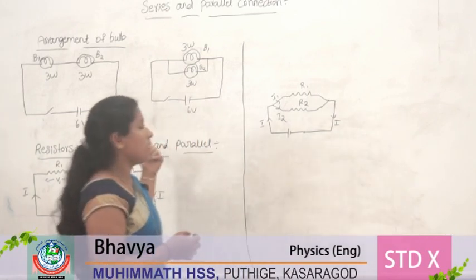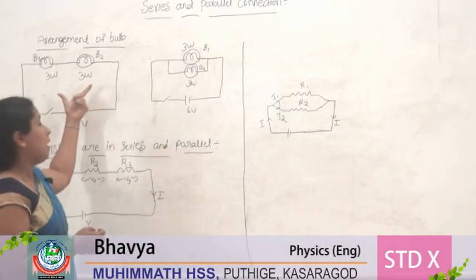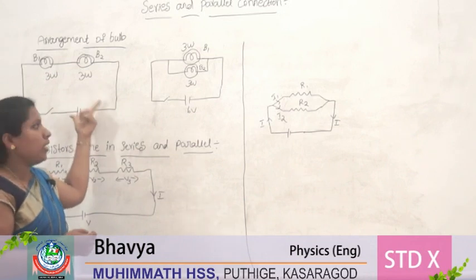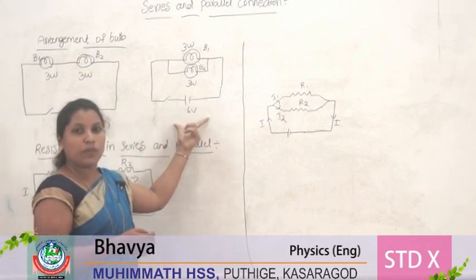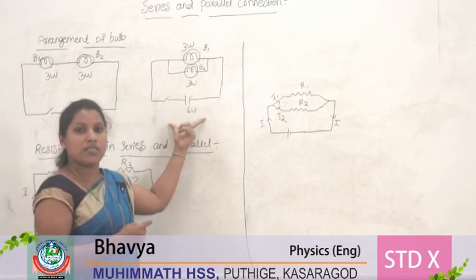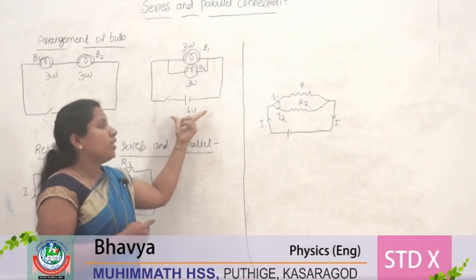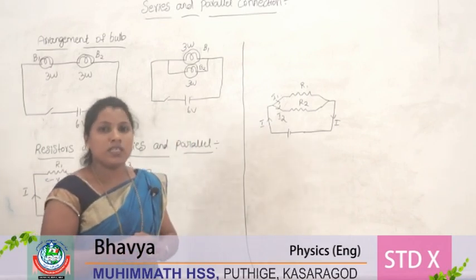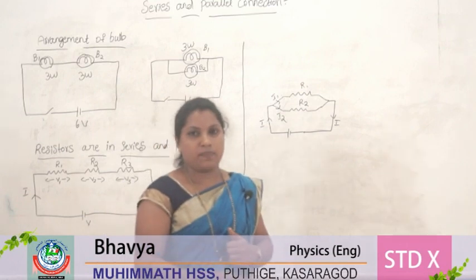If you switch on, what happens? The bulb starts to glow. In the second circuit, the current is dividing, but the voltage or potential is not dividing. So in this circuit the bulbs glow with more intensity.